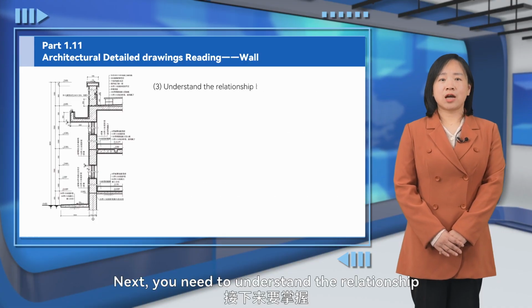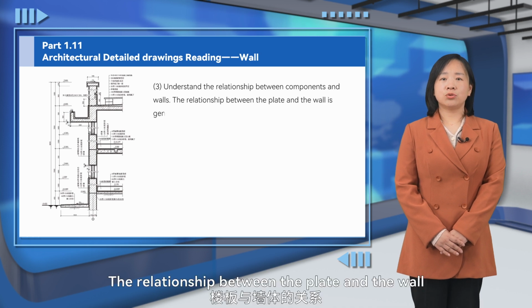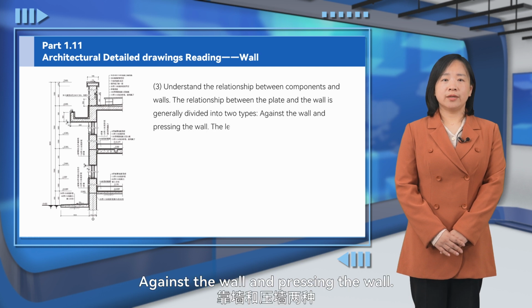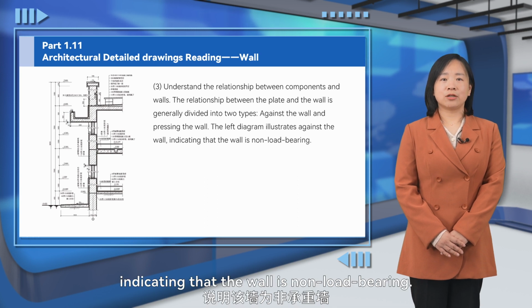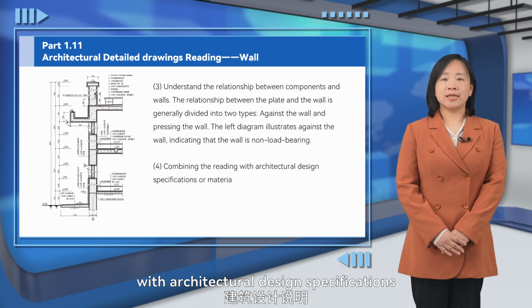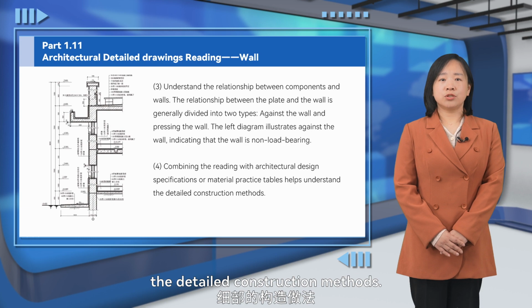Next, you need to understand the relationship between components and walls. The relationship between the plate and the wall is generally divided into two types: against the wall and pressing the wall. The left diagram illustrates against the wall, indicating that the wall is non-load-bearing. Combining the reading with architectural design specifications or material practice tables helps understand the detailed construction methods.